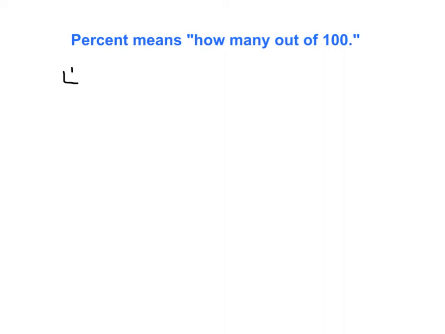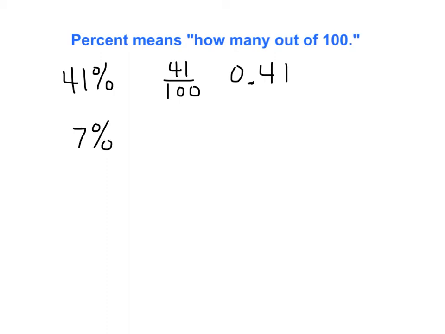So if we have 41%, that means 41 out of 100, or 41 hundredths as a fraction. If we wanted to, we could certainly write that as a decimal, 0.41. If you have 7%, it means 7 out of 100 as a fraction, or if I wanted to write that as a decimal, 7 hundredths is 0.07.